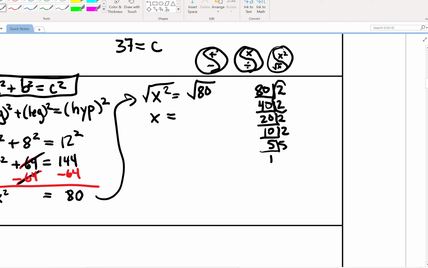I have one pair of 2's. That's 2 times 2 is 4, and the square root of 4 is 2. And then I have another pair of 2's. Again, that comes out as a 2. 2 times 2 is 4, and this 5 does not have a pair, so it stays inside the radical. So this is 4 square root of 5. This is the exact answer.